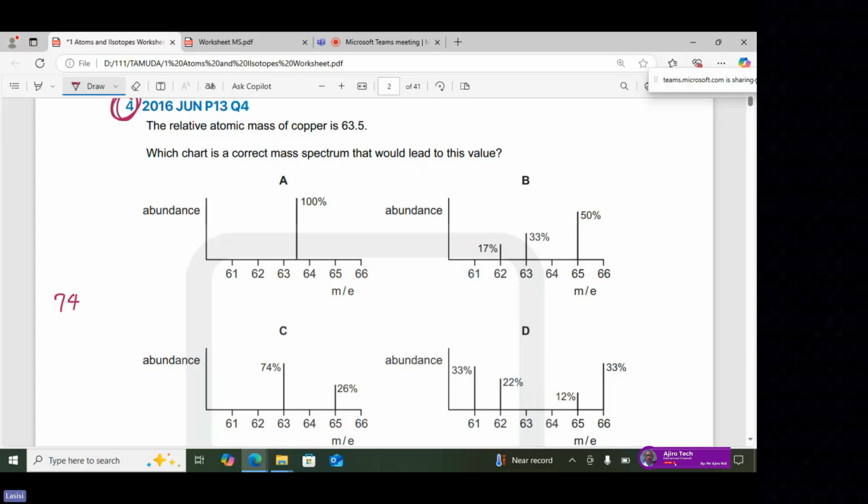C is 74 times 63 plus 26 times 65, over 100. What do you get? 63.52. That's just as well. When you calculate, look at the one that is likely and don't calculate all of them. You waste your time in the exam. You can't calculate all of them. Just look at it now: 0.5, I know it's likely to be somewhere here.